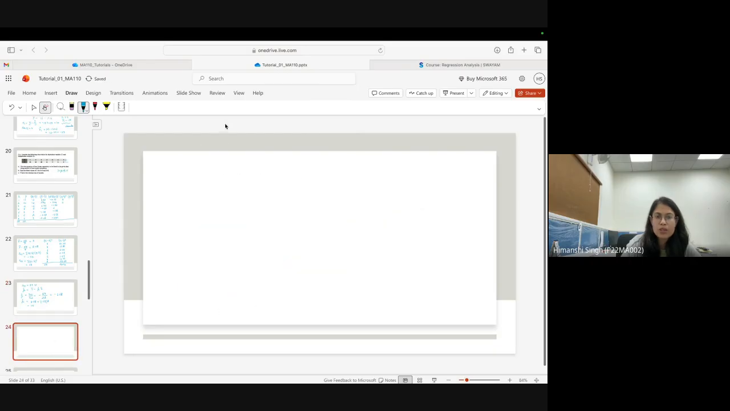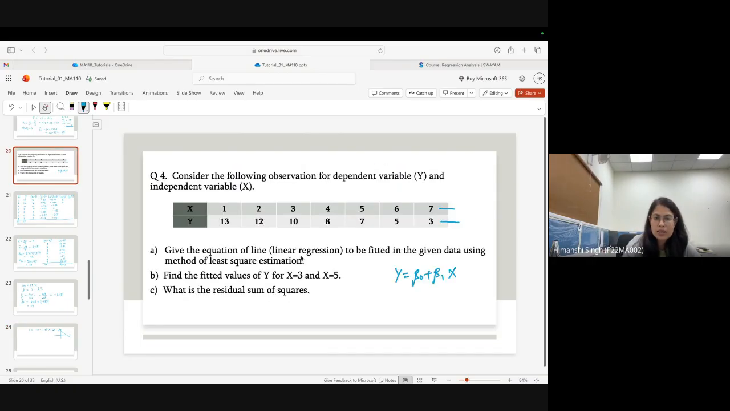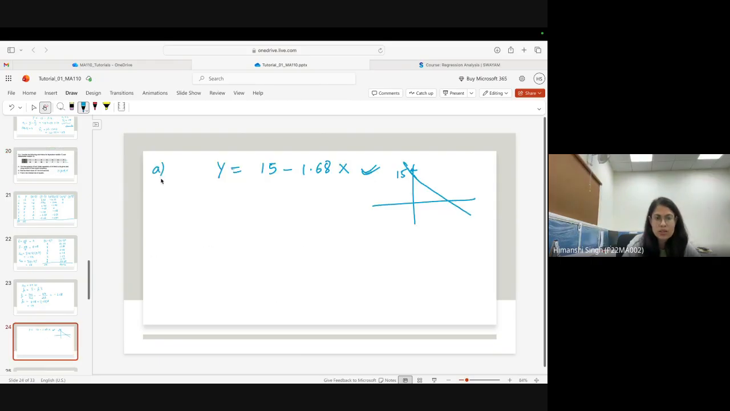Okay, so what will be the equation? Y is equal to 15 minus 1.68x. This kind of equation has an intercept term: when x is 0, y is 15. And the slope is negative, so we have some kind of line like this. This is not the exact line. This is basically the fitted line. In the question it was asked to give the equation of the line fitted to the data. So this is the first part.